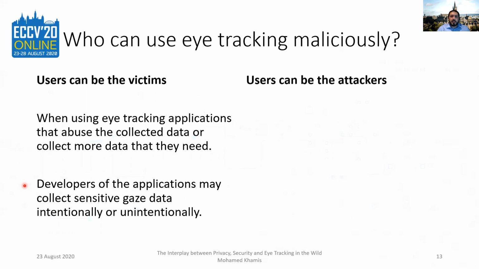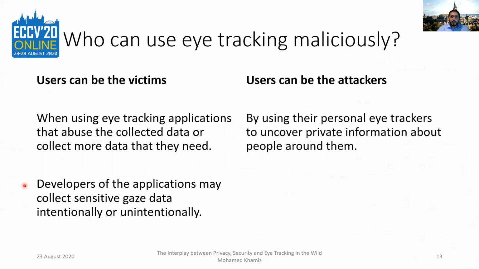Alternatively, a person using an eye tracker in a public area may infer personal information about people around them without their consent. In an extreme example, imagine I'm holding a mobile device that can track eyes, and I try to track the eyes of the person sitting next to me. I can imagine that in the future you would be able to infer the private information that we've just looked at in the previous slides.